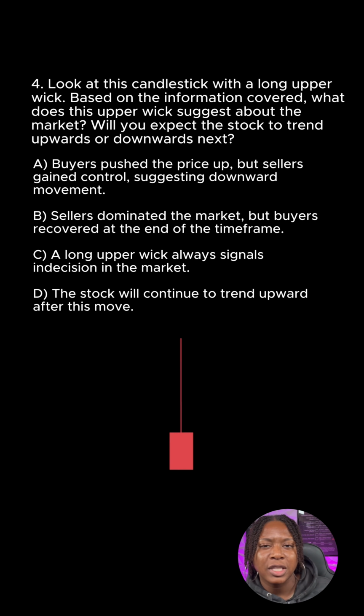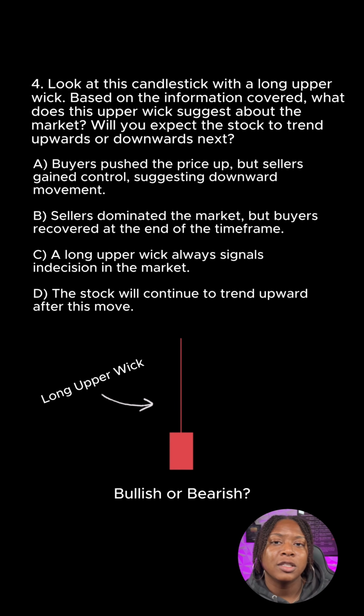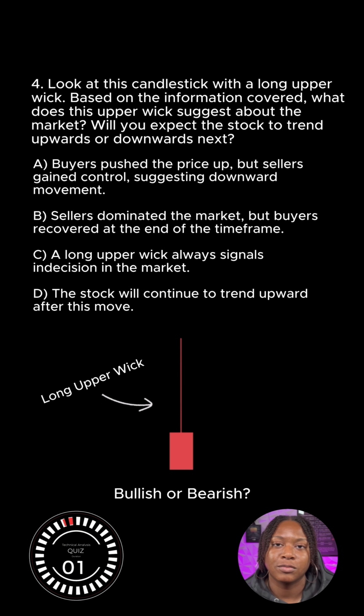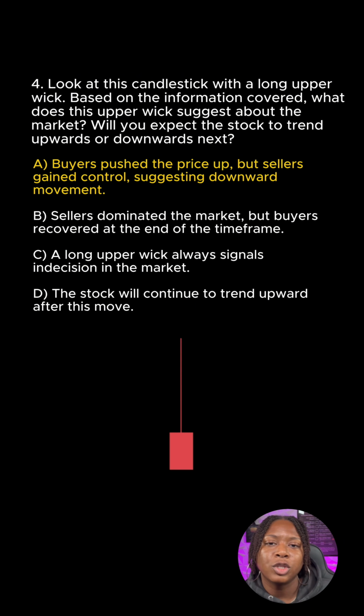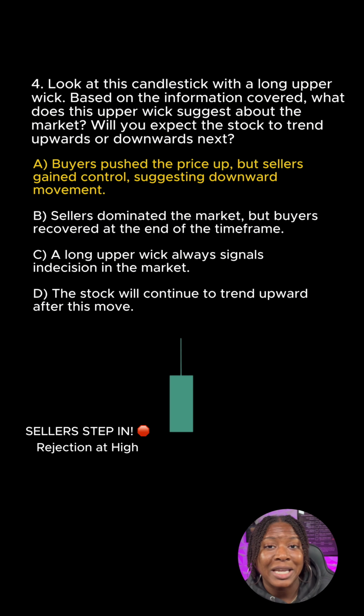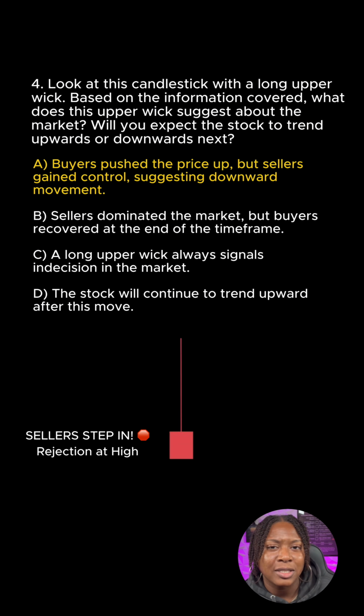Look at this candlestick that has a long upper wick. Based on the information that we covered, what does this upper wick suggest about the markets? Do you expect that the stock is going to start trending upward or move lower? Okay, so A is correct because when you see those long upper wicks, that means that buyers were pushing the price up, but sellers took control and knocked it back down. So that creates bearish pressure and hints towards a possible reversal.